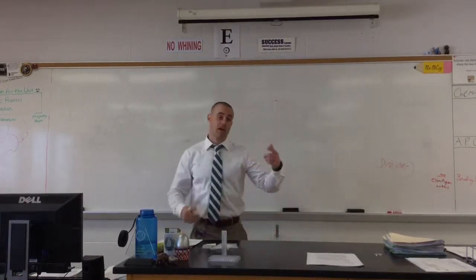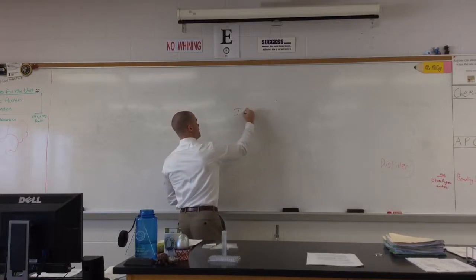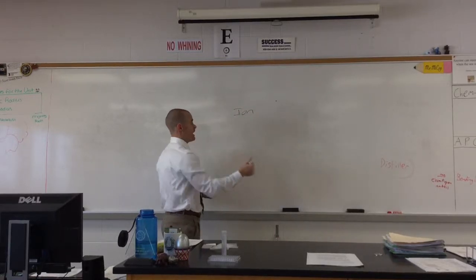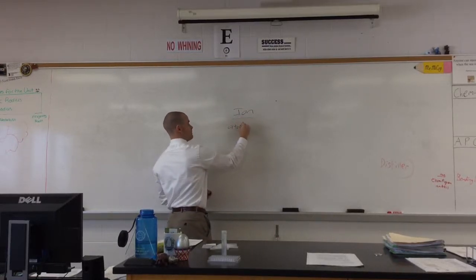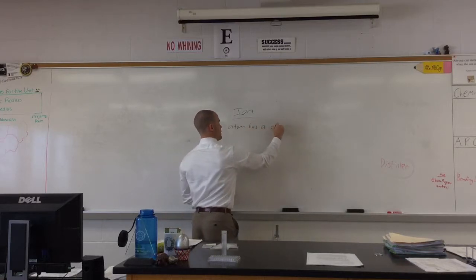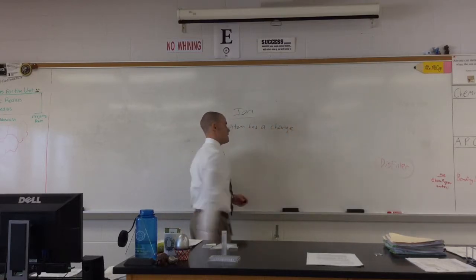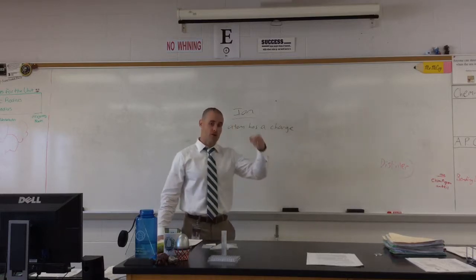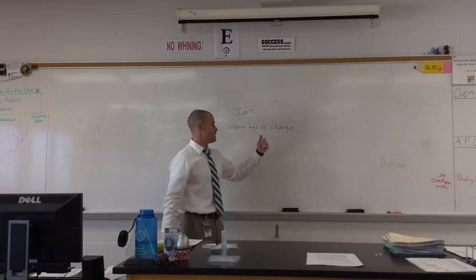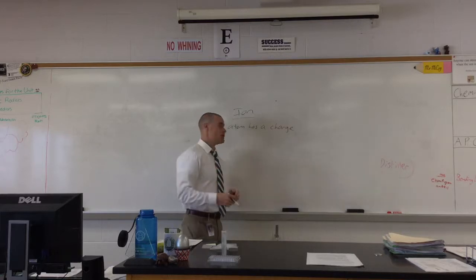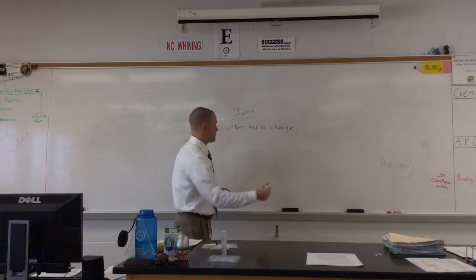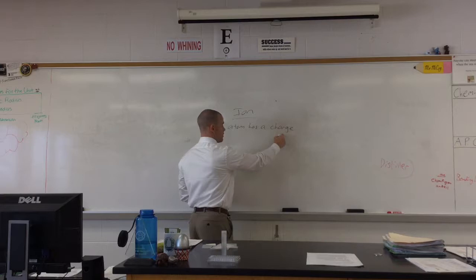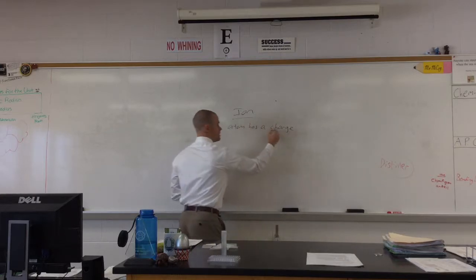So if you remember from yesterday, ion, there's two types, but an ion is when an atom has a charge. I would suggest writing down these examples, so take your notes out, write these things down, and then use them to do the worksheet that you're going to get in a little bit. So an atom that has a charge is an ion. And there's two ways to become charged.